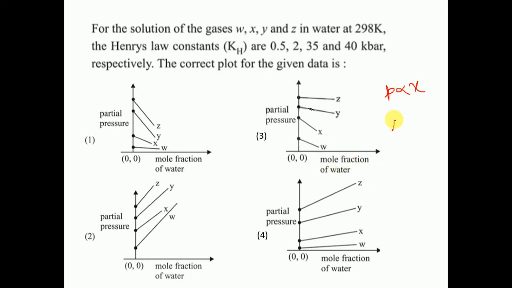So we know that P is equal to KH multiplied by mole fraction, right. So KH is the slope here. So we can say that the slope here will be lowest for W, then X, then Y and then Z, right, because it's 0.5, 2, 35 and 40. The slope will be shown in this particular graph when we plot it like y is equal to mx.